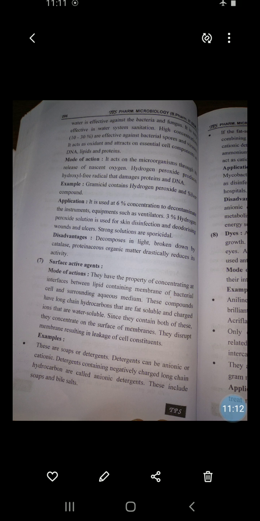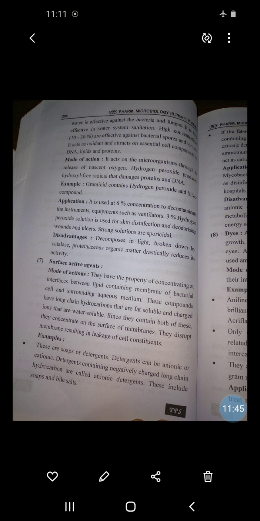Next we will see dyes. A number of dyes have been found to inhibit bacterial growth. The basic dyes are more effective bactericides than the acidic dyes. The acridine and the triphenyl methane dyes are commonly used antimicrobial agents.